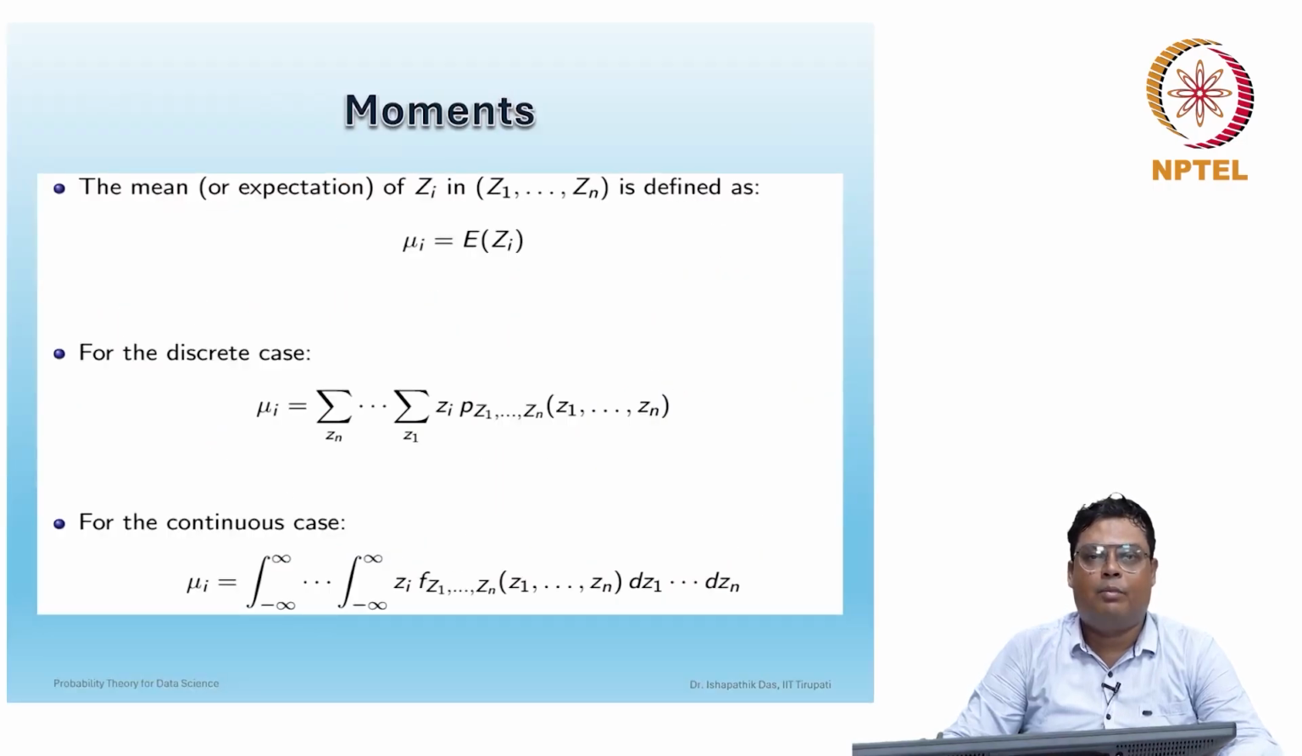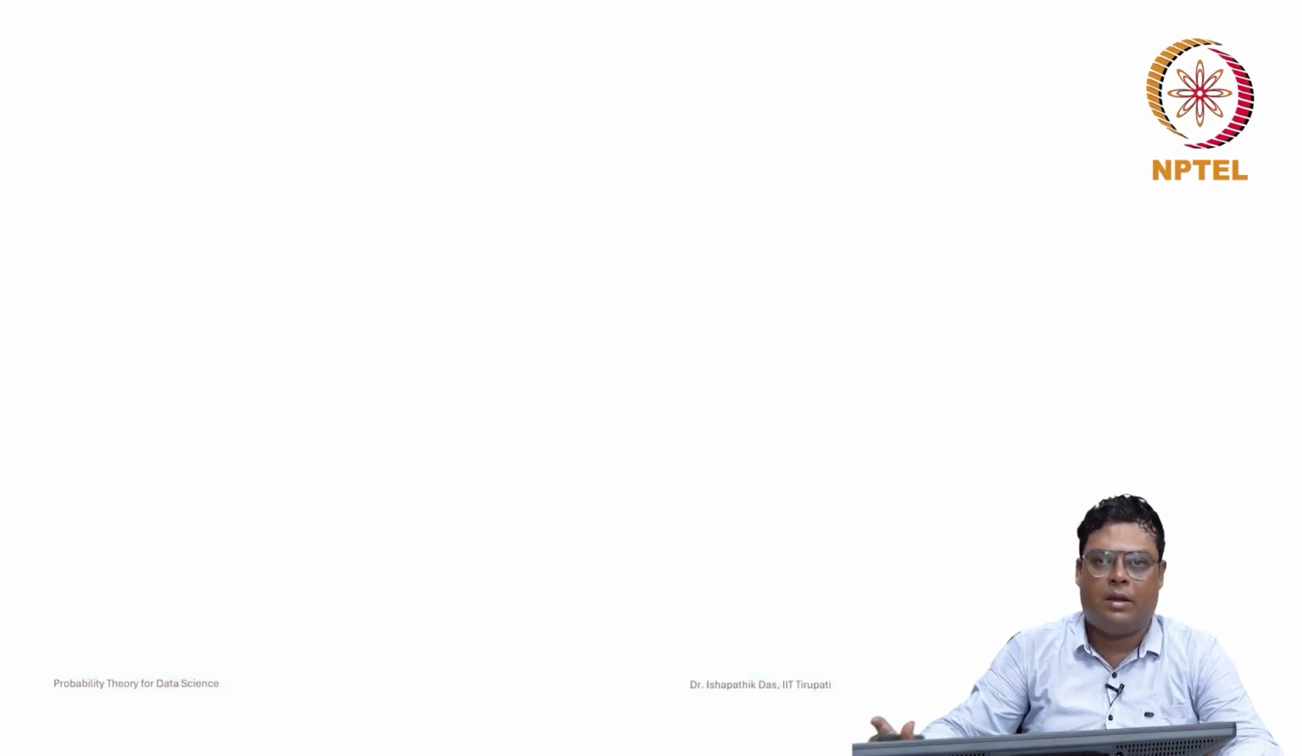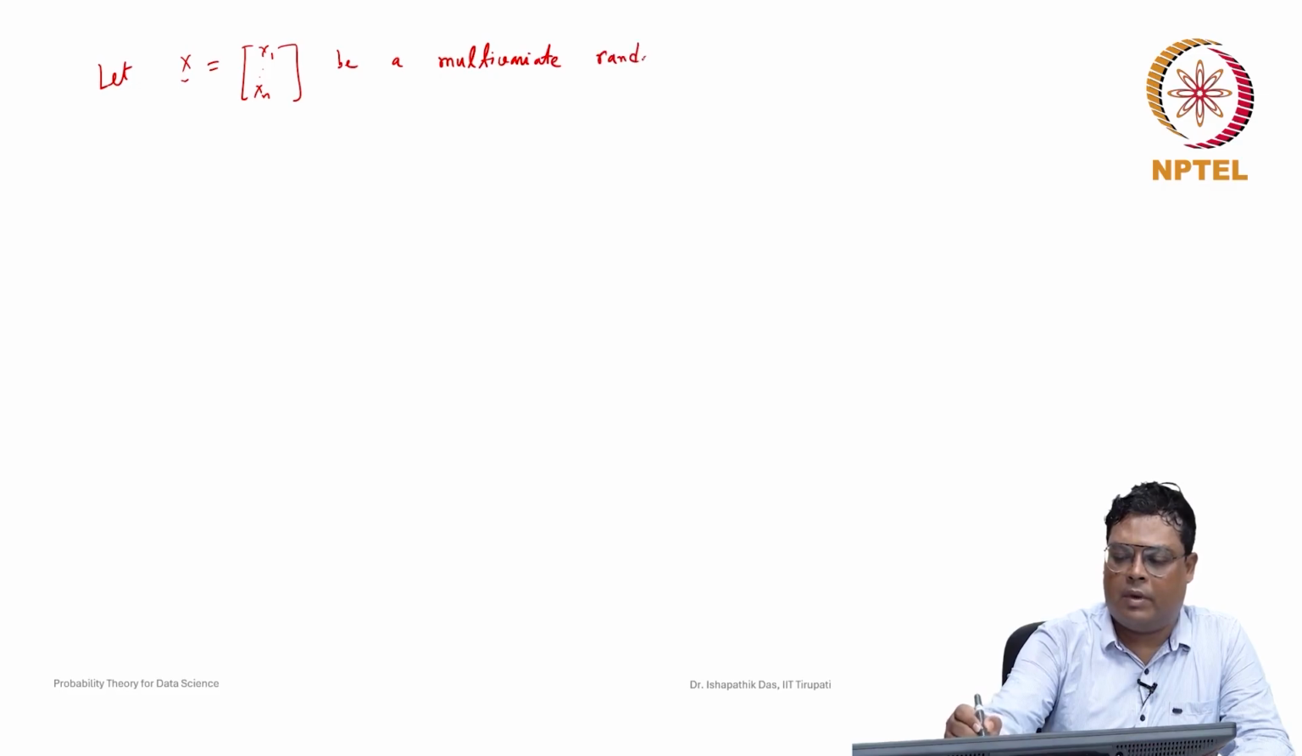Now we will discuss the moments of the multivariate random variables. We have already discussed the bivariate cases, and it is a very straightforward extension from the bivariate to the multivariate cases for the moments. So let us first discuss how we can define the mean. Let x1, x2, xn be a multivariate random variable.